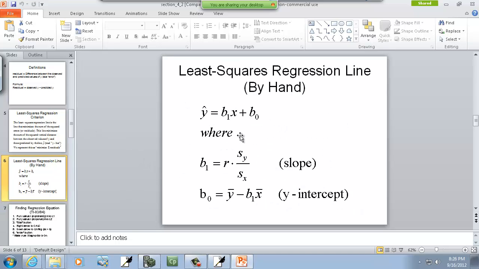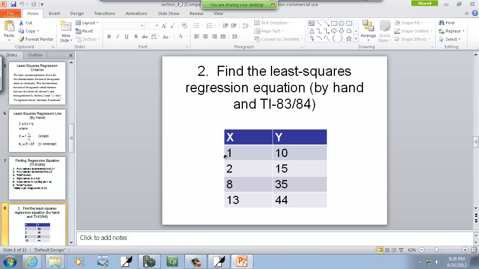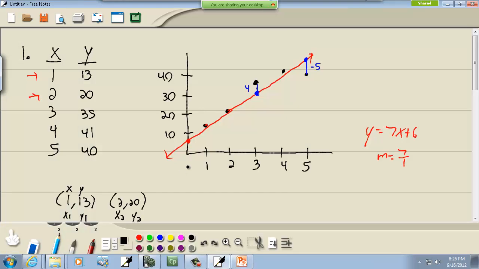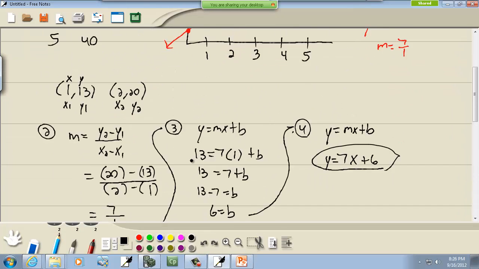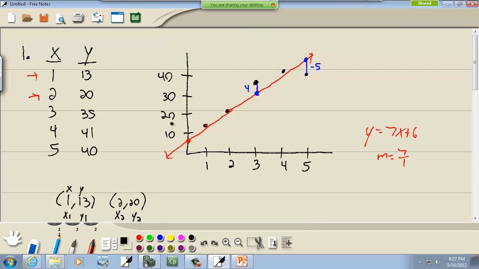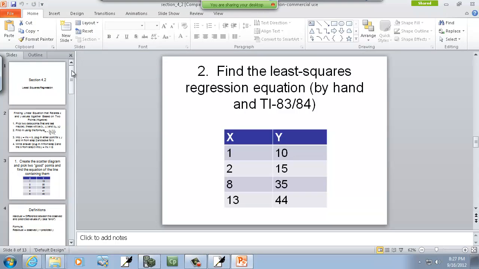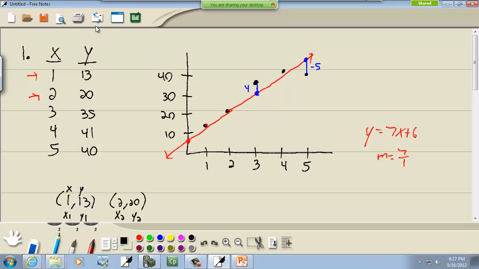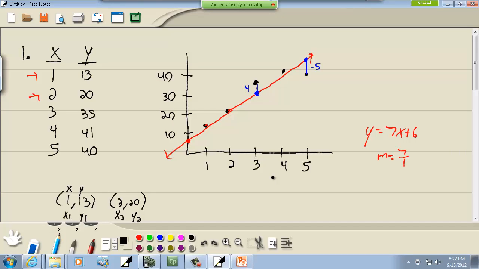Now, these are the formulas we're going to use for finding the least squares regression line by hand. And let's do this first. I'm going to do this one by hand. So let's start in with this example. Now I'm going to save that. Least squares regression. So let me save this page, and then we'll start a new one.